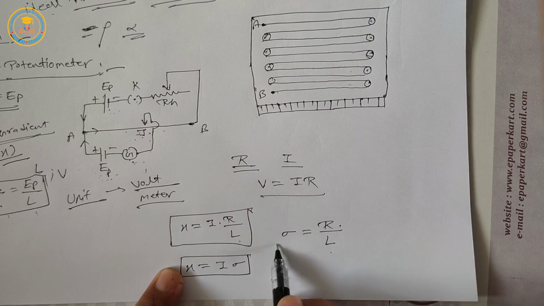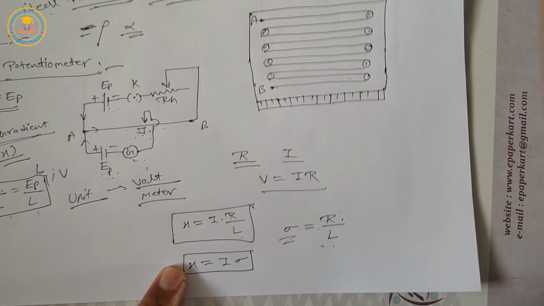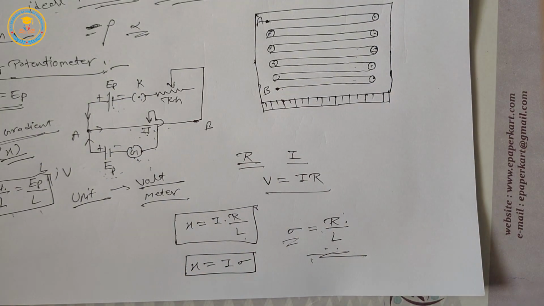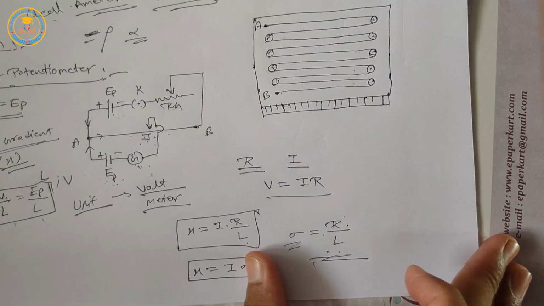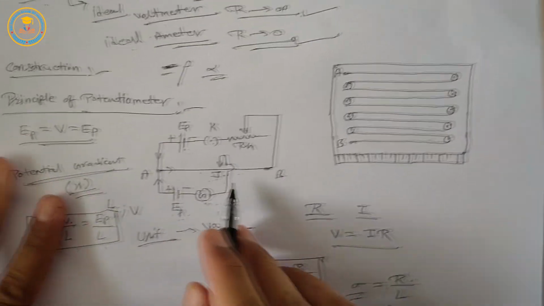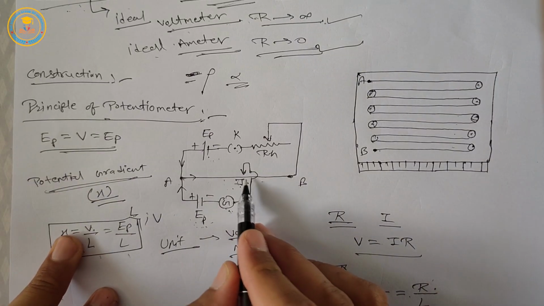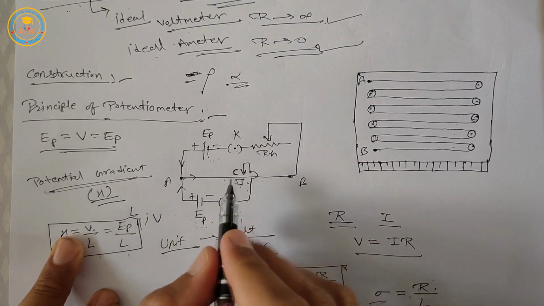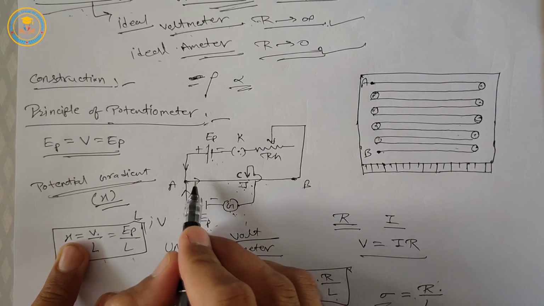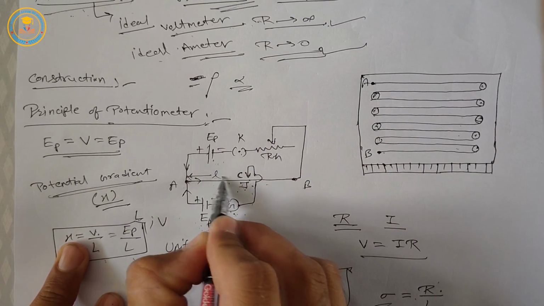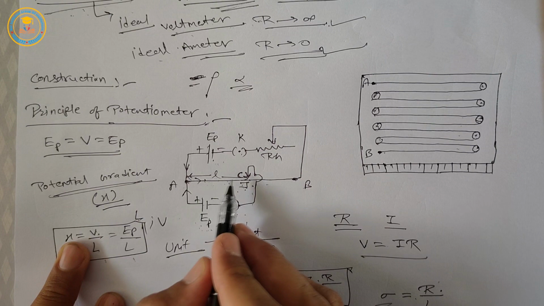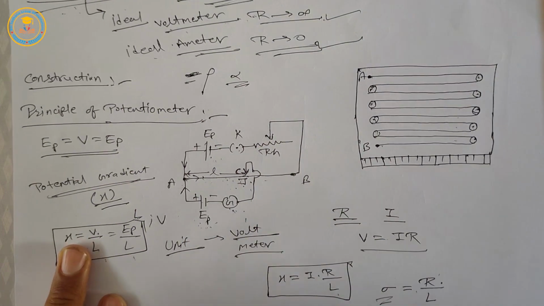So we can say this sigma is the resistance of unit length of that wire. Okay, this is the sigma. Now at zero deflection of this potentiometer, suppose this point is C and the distance of this point C from the point A is L. So this distance L is known as balancing distance or balancing length.